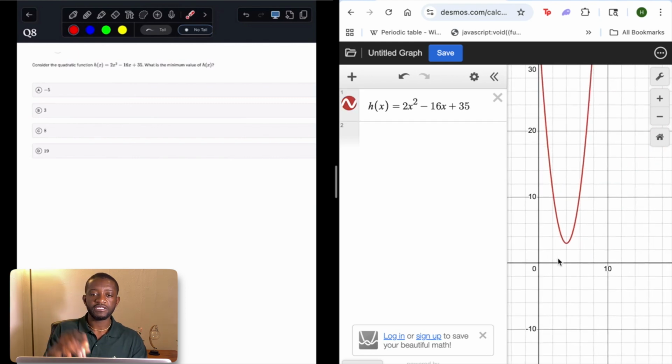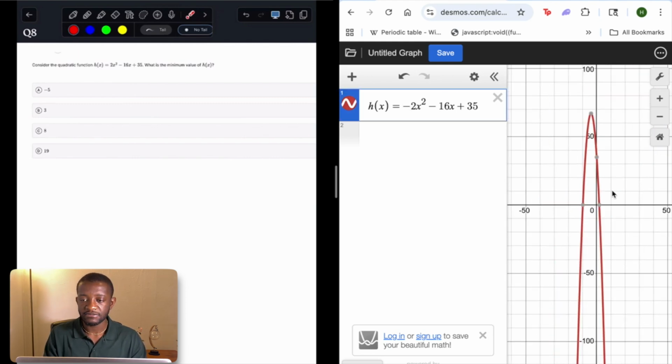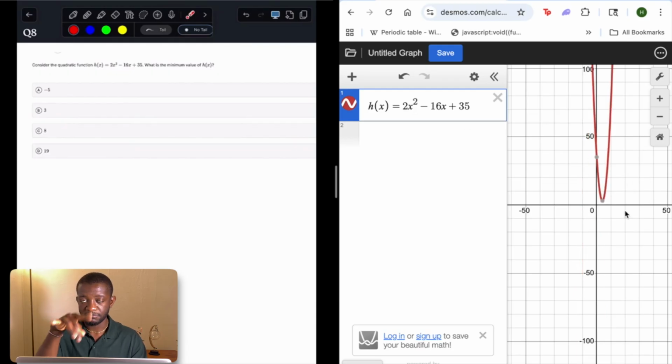A max is like this, you have a max there. A min is like this, so you have the bottom, and max is like the top. And they're saying, what is the minimum value of h of x? So what you do is you just come there, and then the value will be 3. The value is the y, not the x. So we have 3. Okay, next.